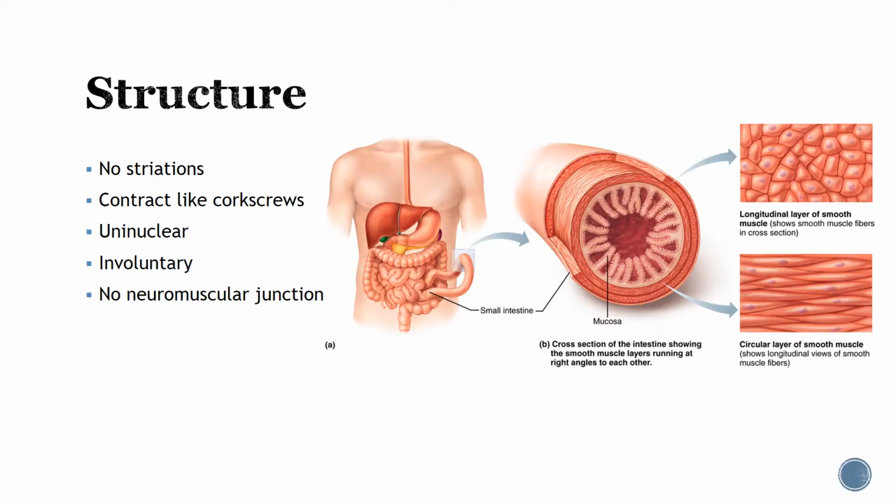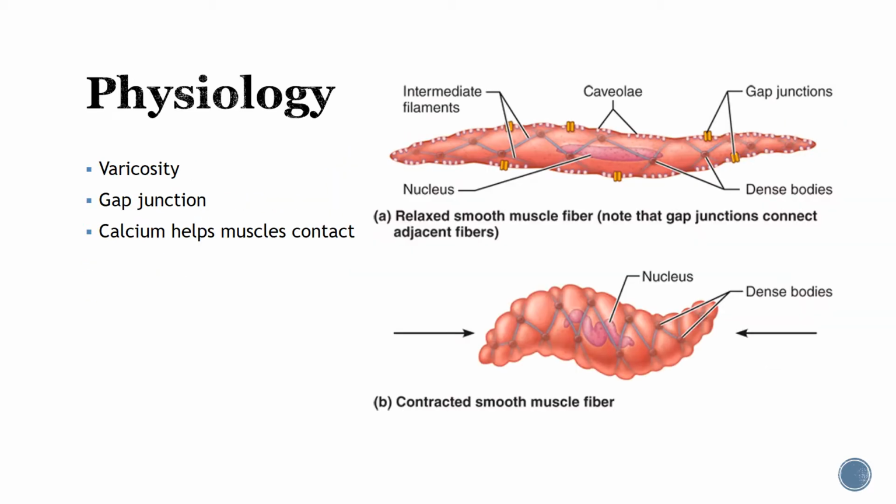Smooth muscle. The structure of smooth muscle is that it has no striations, contracts like a corkscrew, is uninucleate, has no neuromuscular junctions, and is involuntary. The physiology is that it has gap junctions, and calcium helps it contract.